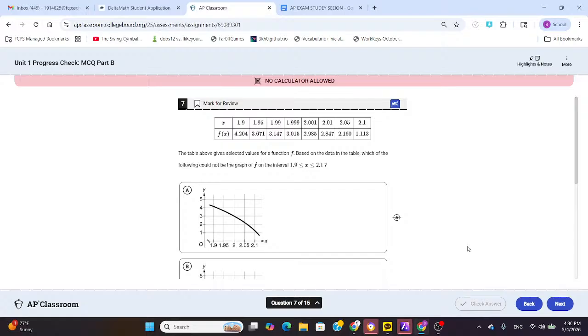The table above gives selected values for function f. Based on the data in the table, which of the following could not be the graph of f on the interval 1.9 to 2.1?